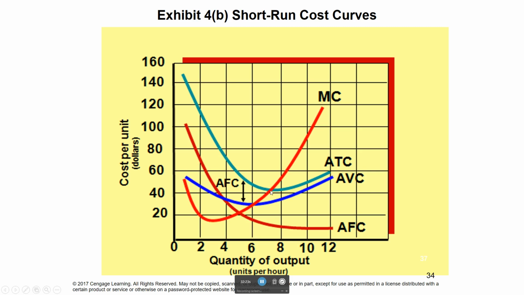Now, this point right here, where the marginal cost curve crosses the average total cost curve, that is where average total cost is at its lowest. After that, we're adding more to cost than the average, so it's going to start going up. This point right here, where average total cost and marginal cost cross, that is called the break-even point. Where these two cross, that's where the firm breaks even.